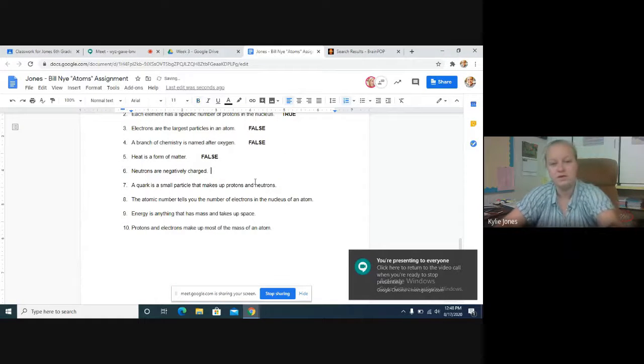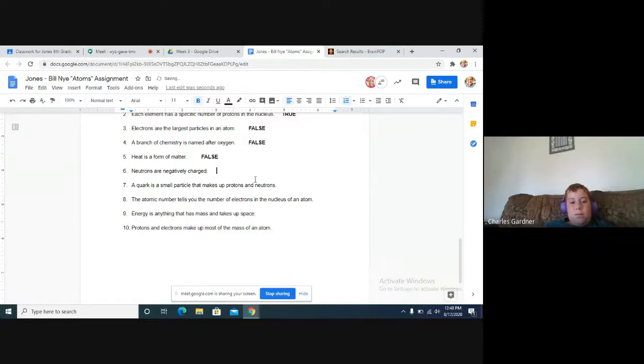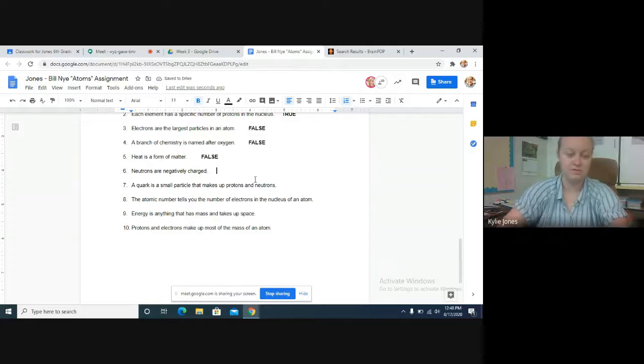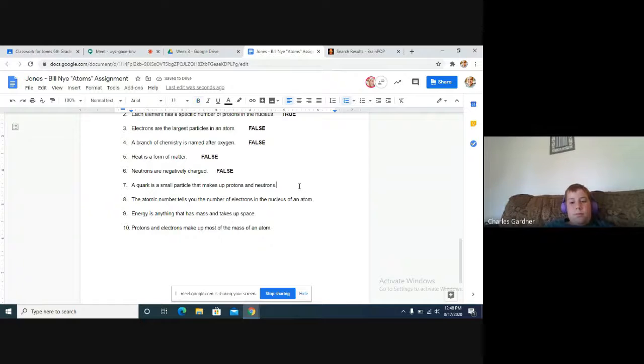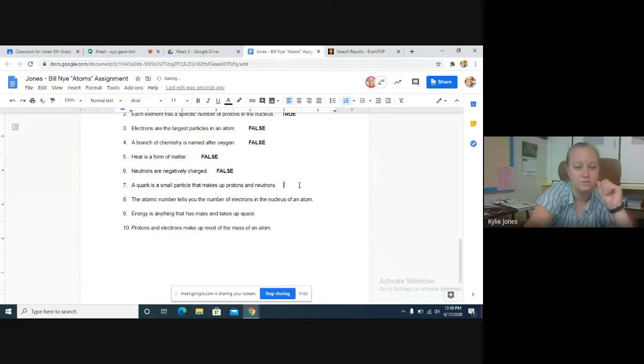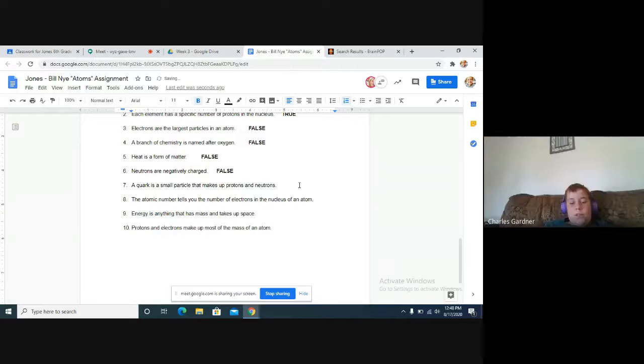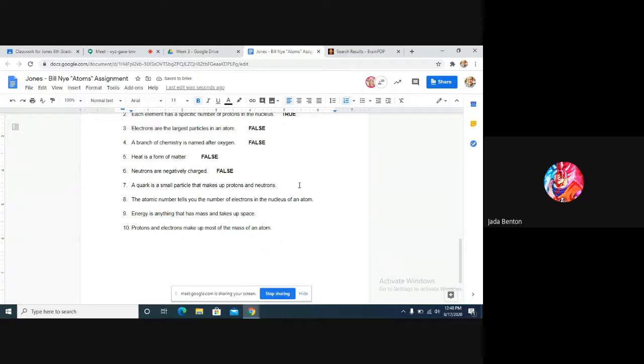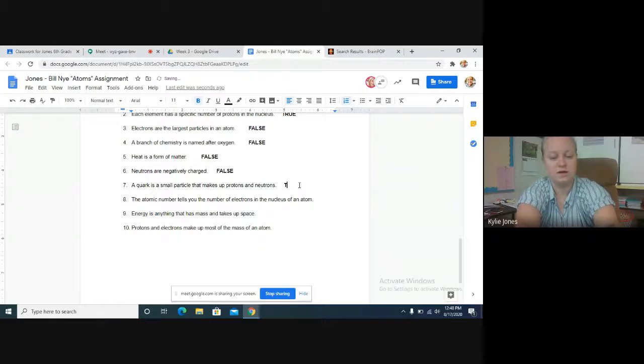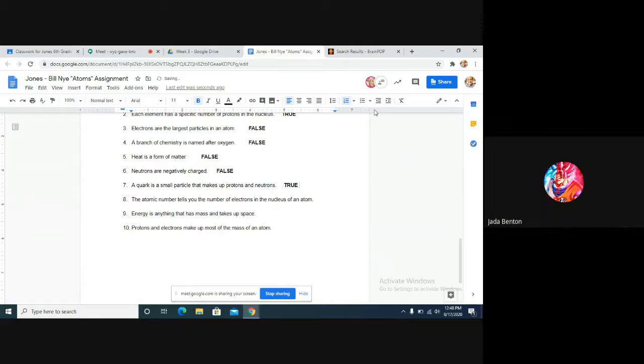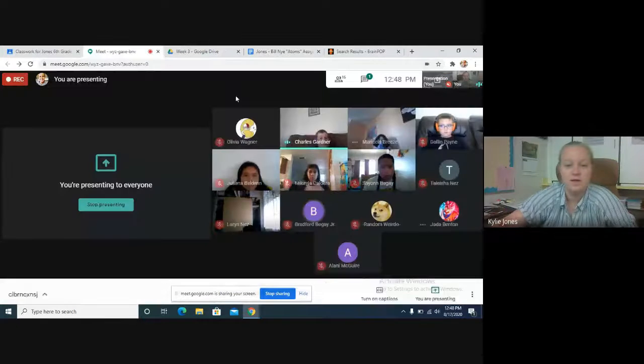Next one, neutrons are negatively charged. False. That one is false because we know that neutrons are neutral. They have no charge. Okay, the next one, number 7. A quark is a small particle that makes up protons and neutrons. True or false? True. This one is true.